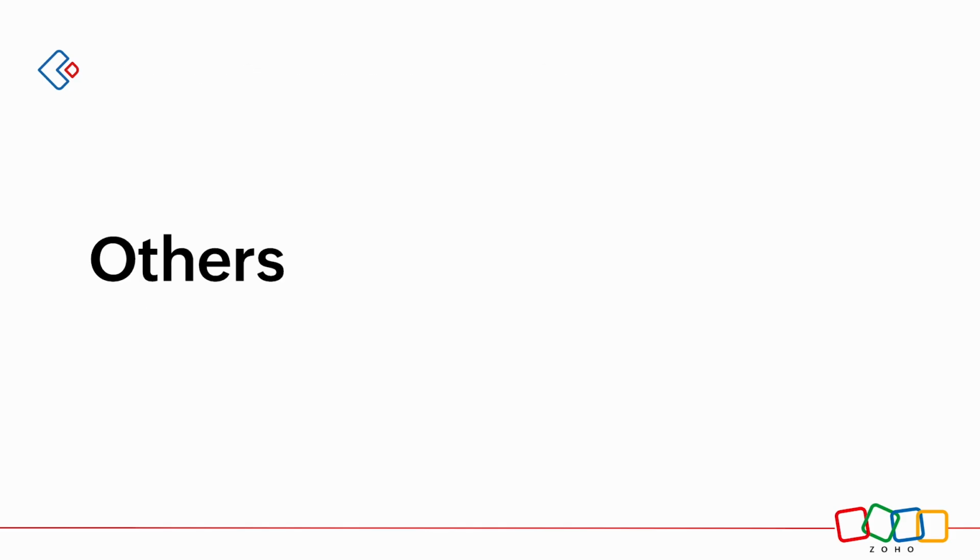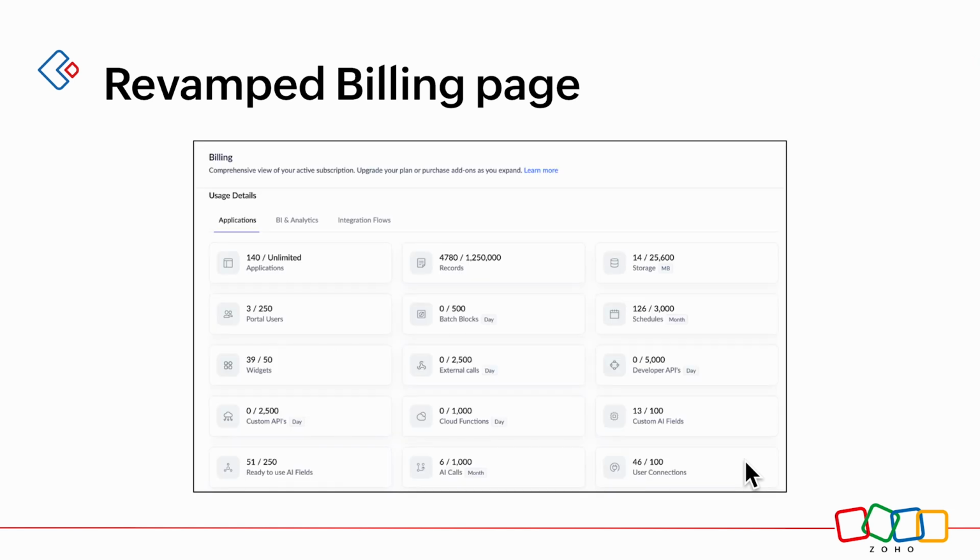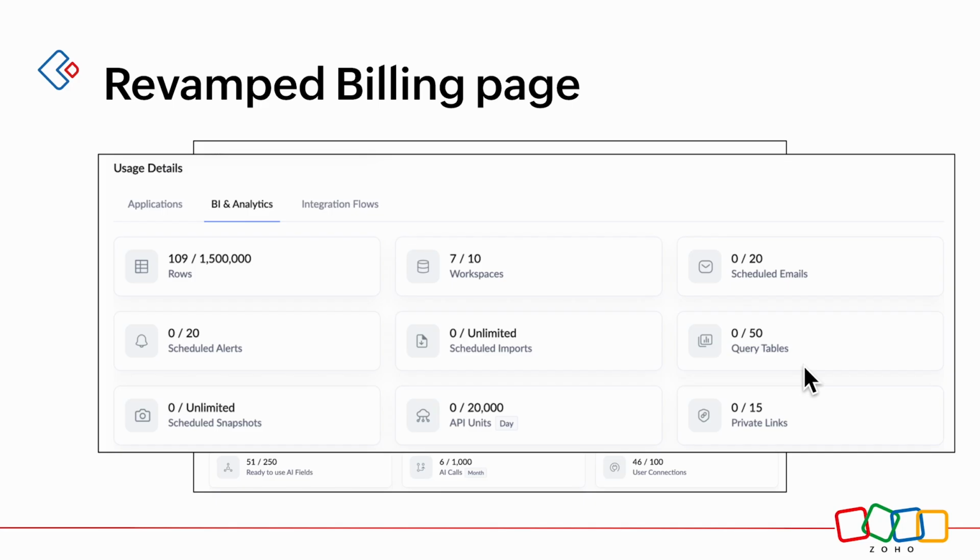In other features and components, let's see what are all the new product updates and feature enhancements. First of all, we have revamped the old billing page. Now the users can include the usage statistics from the BI Analytics solution as well. Before, they could only view the applications and integration flows. Now we are bringing in a third distinct tab, where the users can have a complete track of what subscription they are in and how many resources they have used, for example, how many workspaces they have created and how many scheduled emails they have sent. So it gives a clear monitoring purpose, right?